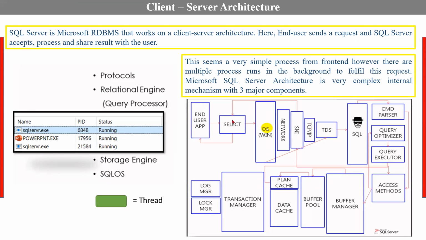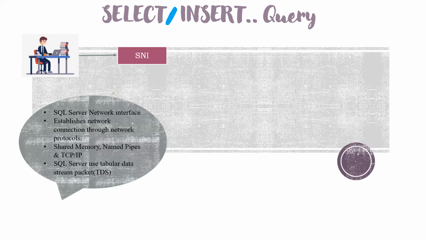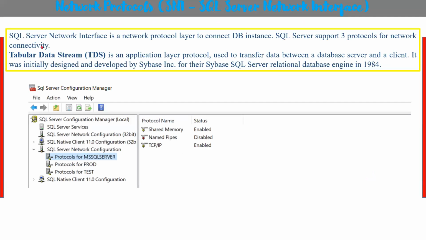Whatever you are performing will go to the SQL Server in the form of TDS packets. Network TDS means network tabular data stream packets. It will make the bridge between your application server and SQL Server.